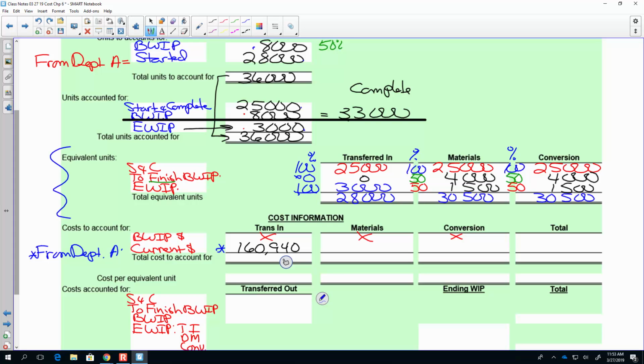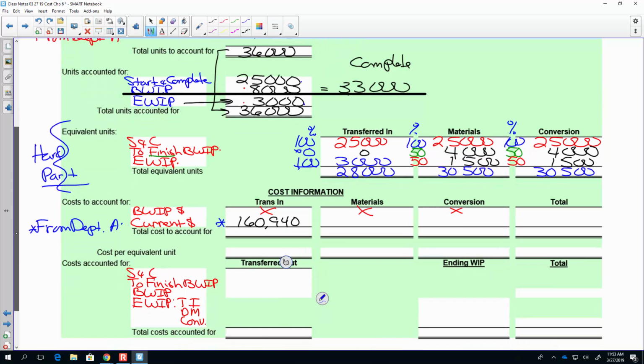This is really hard. This is the hard part. If you can understand this concept under the FIFO method, it's going to be a pretty easy test. But you've got to understand those percentage columns. Okay, so let's keep going.